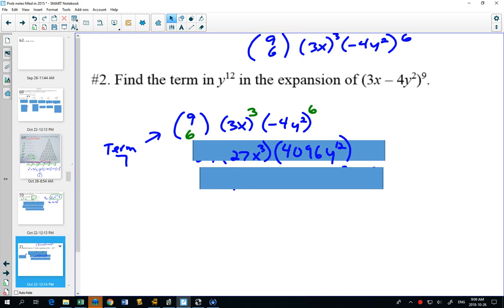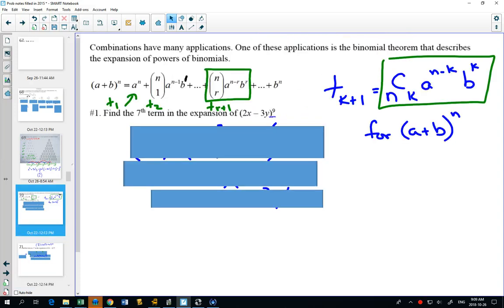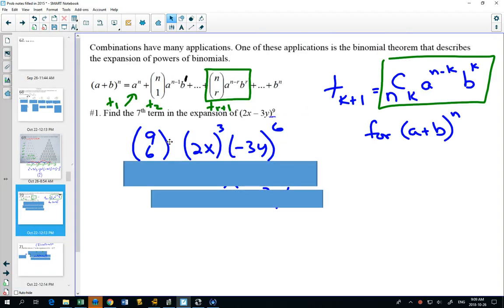Yes? How I got 6 in the previous one? Yes, in the previous one, we got 6 because we're finding the 7th term, and the r value is always 1 less. So the thing that we notice here, this is for t r plus 1. That value underneath is 1 less.